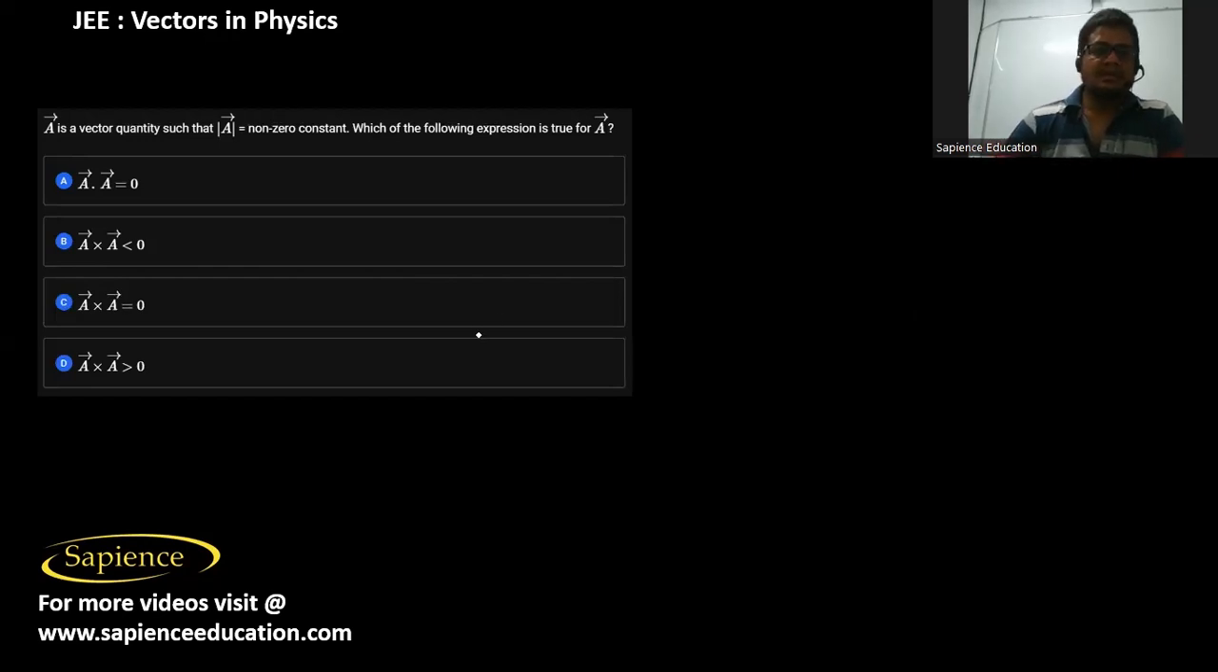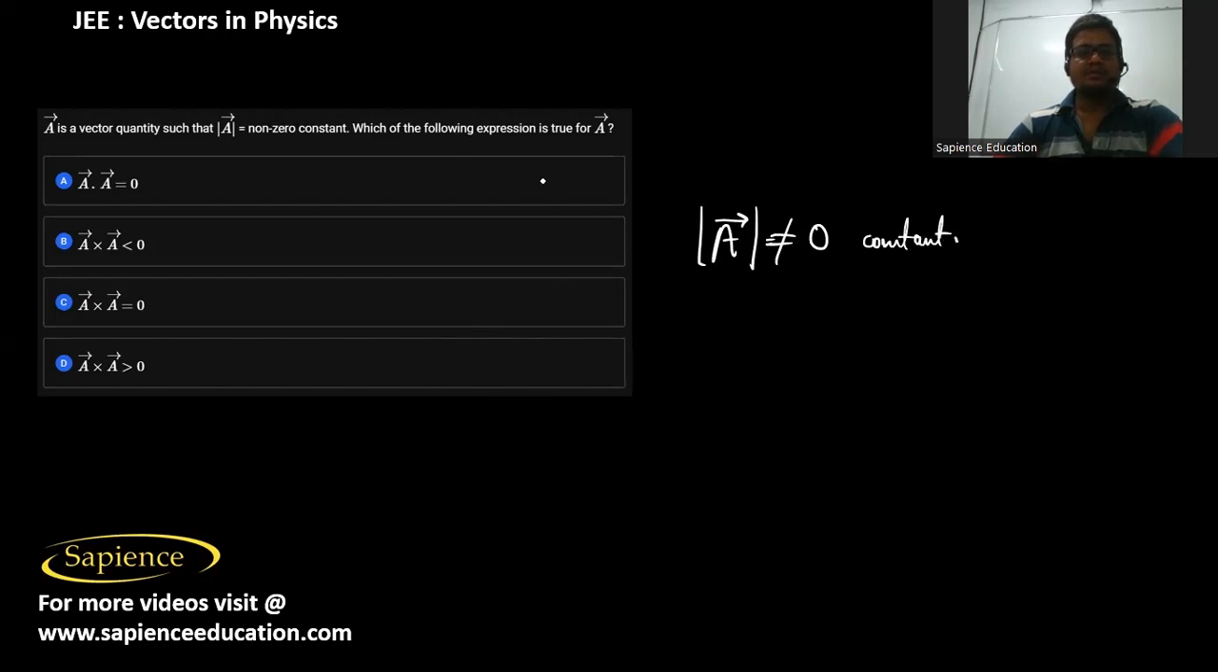Then here it is told A is a vector quantity such that the magnitude of A is non-zero. This is a non-zero constant. Then which of the following expressions is true for vector A? Then A dot A will be equal to, obviously, magnitude of A square.